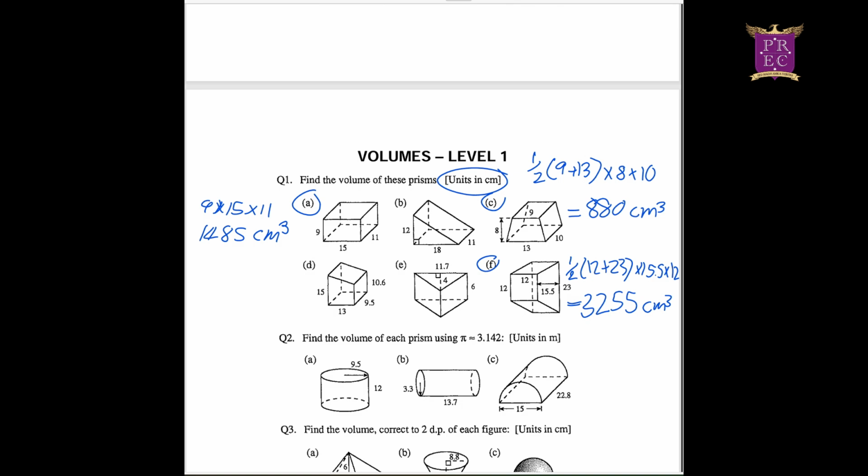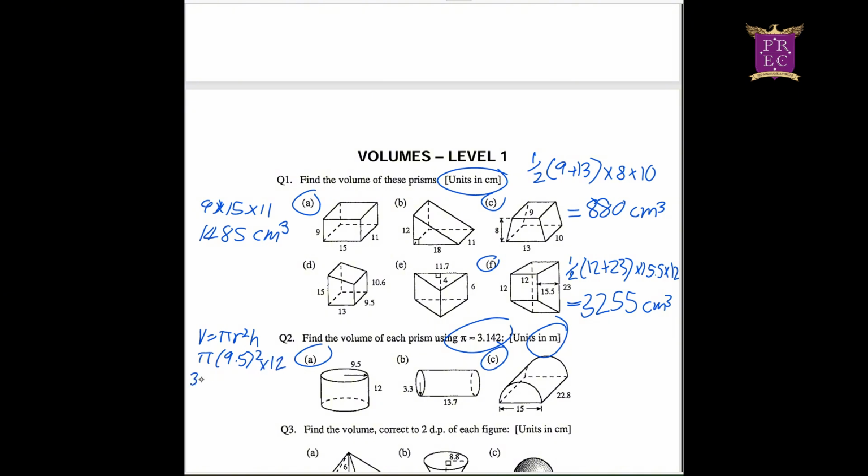Now, let's go through question 2. Let's do 2 A and C. How do we find the volume of a cylinder? Volume of a cylinder is pi r squared times the height. The radius is 9.5, so we do pi times 9.5, and they're asking us to use pi as 3.142 and units in meters. Always remember what they say in the question. Times the height, which is 12.